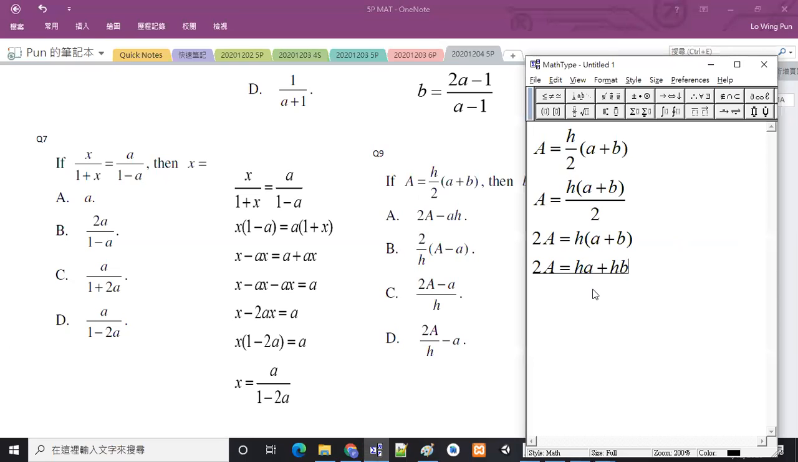So I need to leave the b term on the right hand side because right hand side is the positive side. Okay, just subtract the ha to the left hand side. It's 2a minus ha is equal to hb. Okay, and then just divide the h to the left hand side. So it's 2a minus ha over h is equal to b. So b is alone on one side, and b is the subject now. And then just write one more step. But you cannot find the answer. Okay, you cannot find the answer.